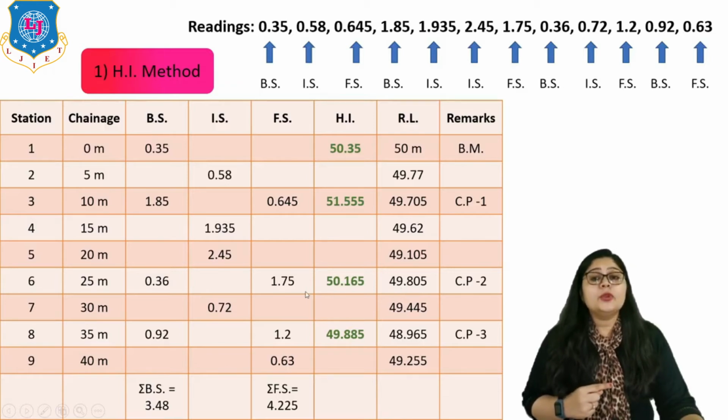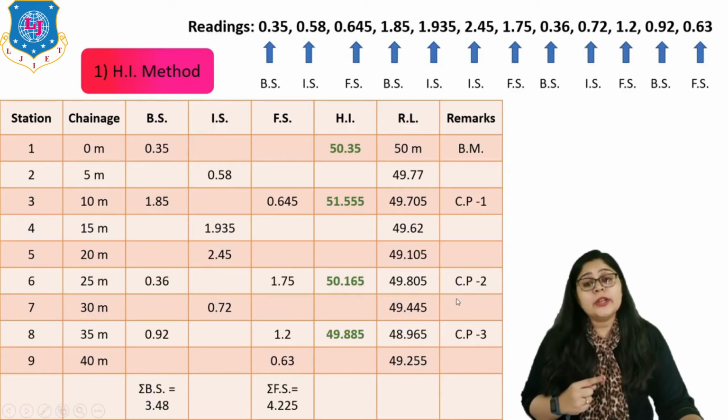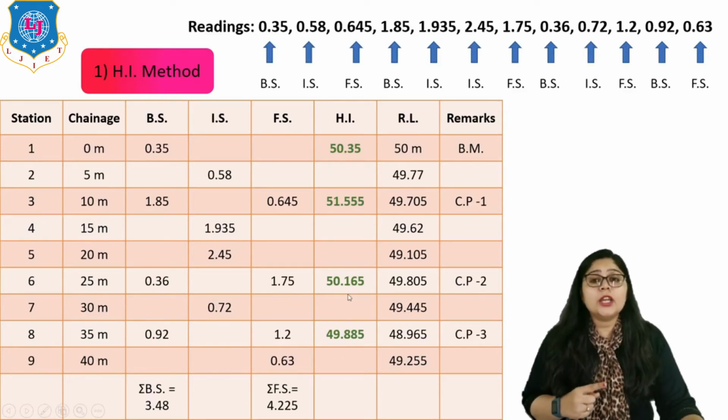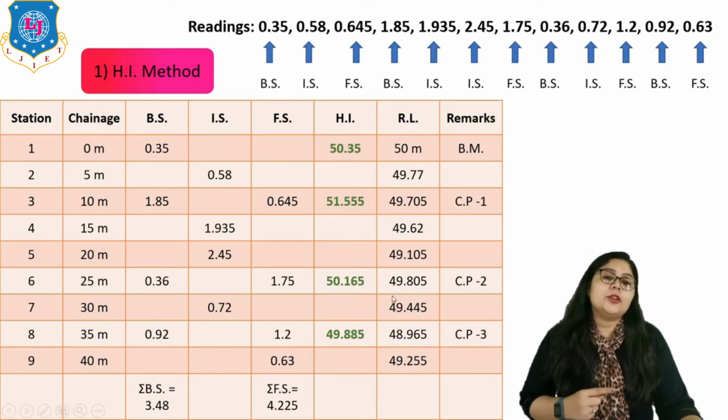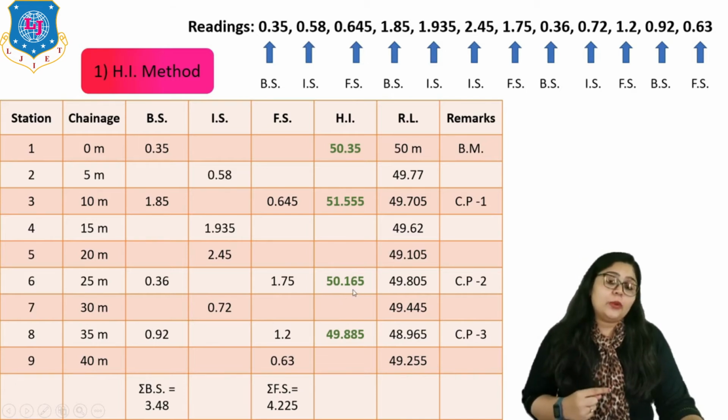Now again, when I come to the FS, it is indicating a change point. And whenever the change point is there, I have to calculate the height of instrument. So here, the height of instrument, I have to calculate by simply adding 0.36 to the 49.805 that we have just identified, right? That is the RL of that particular station. So we will get the value of HI as 50.165.